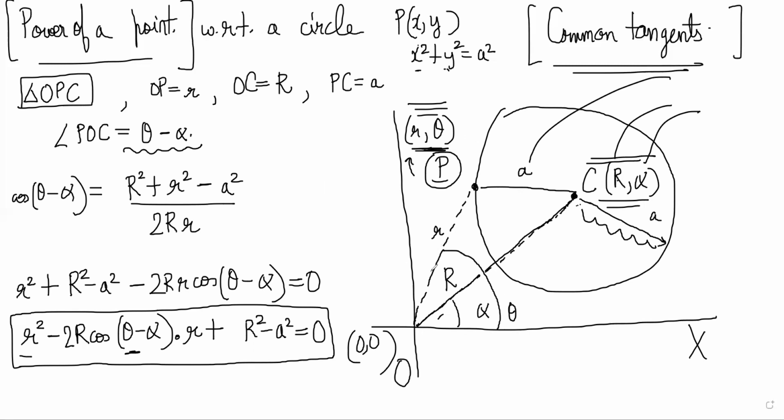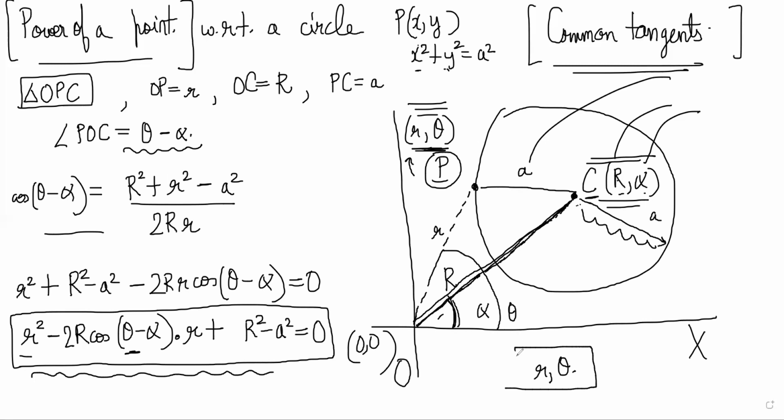And the center is R alpha, which means the distance is capital R. This distance is capital R, and its angle is alpha, right? And this was small r and capital theta. After that, we joined this triangle and we did the cosine rule to get an equation, right? Now, this equation has two variables, small r and theta, which stand for a random point on the circle, right?